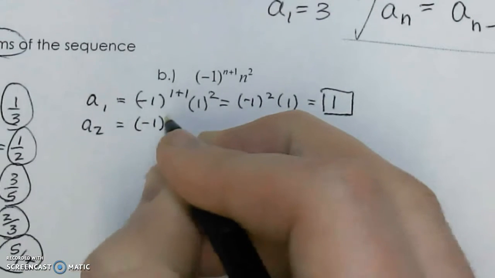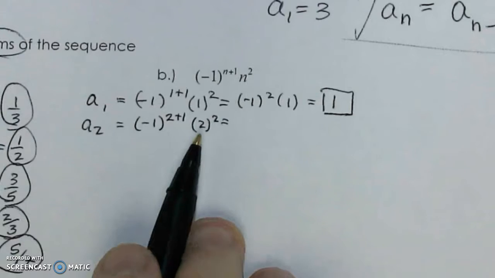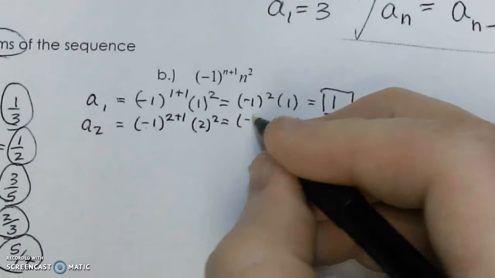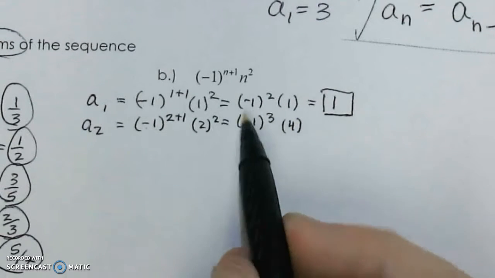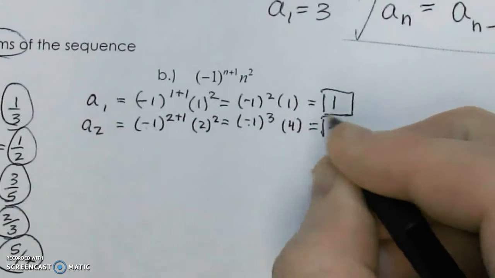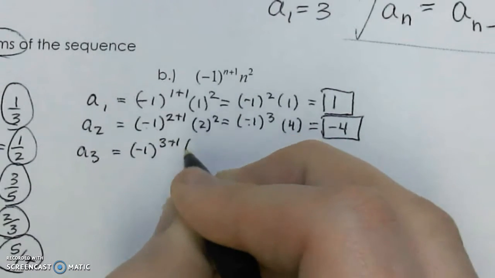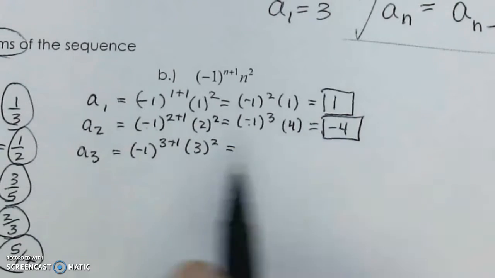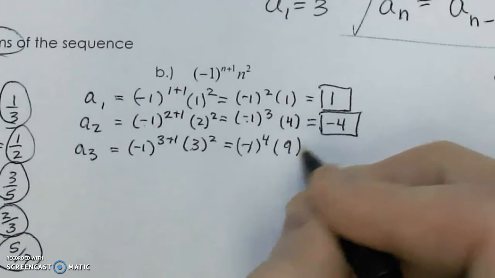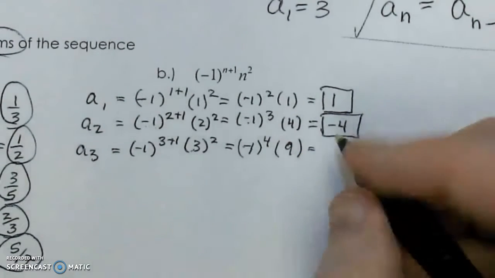A2, we're going to plug in 2 for the n value. So I've got 2 squared, which is 4, and I've got -1 to the third. And when you have a negative to an odd exponent, that keeps the negative, so it'll be -4. A3, you plug in 3 for the n values. And here I'm getting -1 to the fourth, and then 3 squared is 9. And so the even exponent is getting rid of my negative and making it positive, so I've got positive 9.